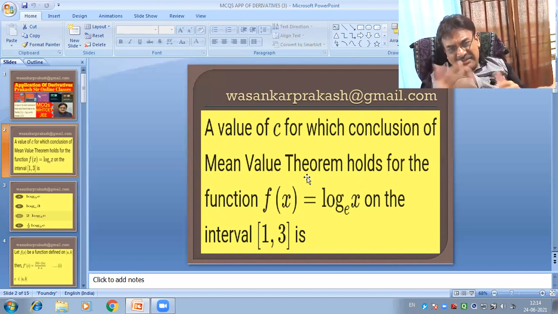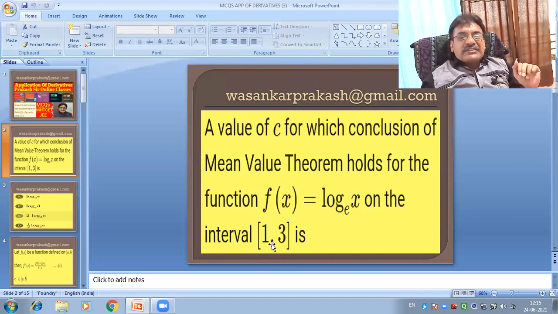Next, it is given that f of x is log x base e. We use the logarithmic rule: log x base y equals log x upon log y. Similarly here, log x upon log e, but log e equals 1, so log x upon 1 equals log x. Therefore f of x can simply be written as log x.